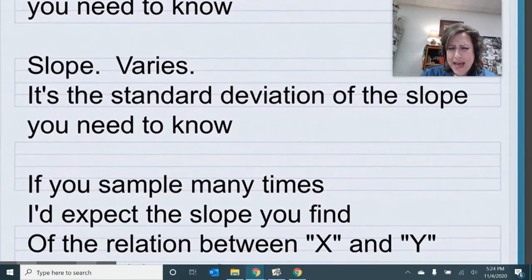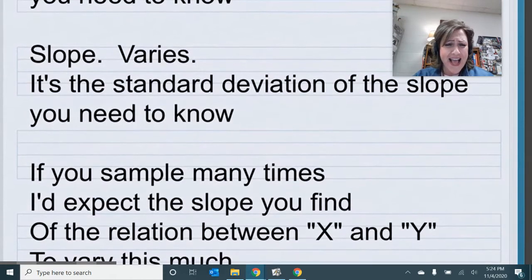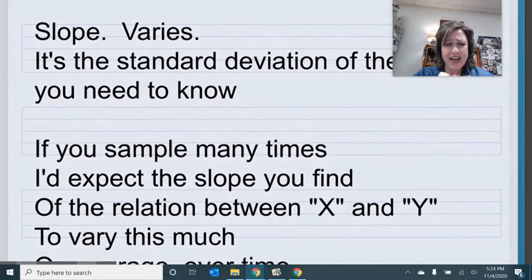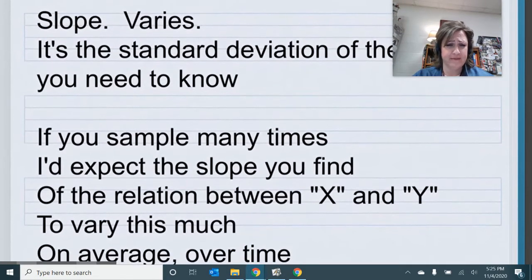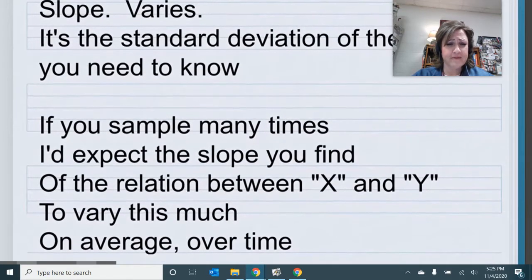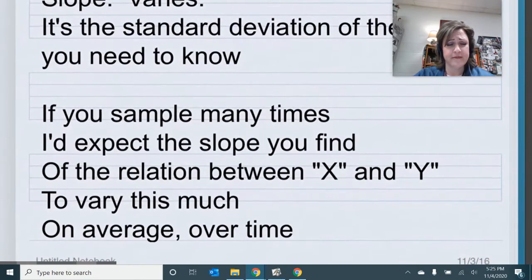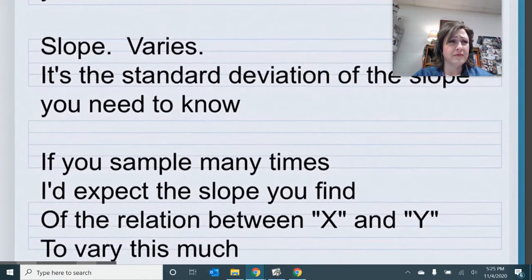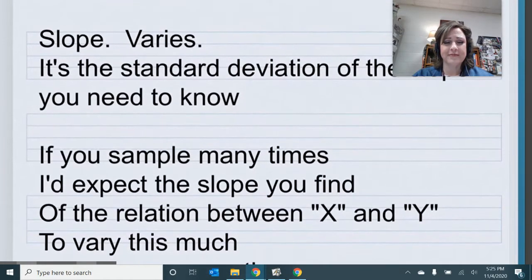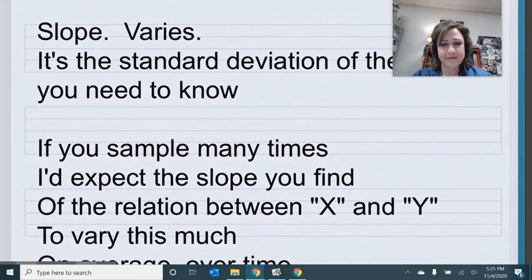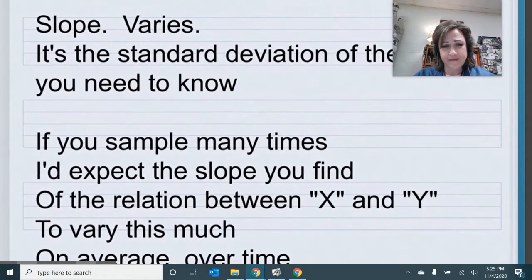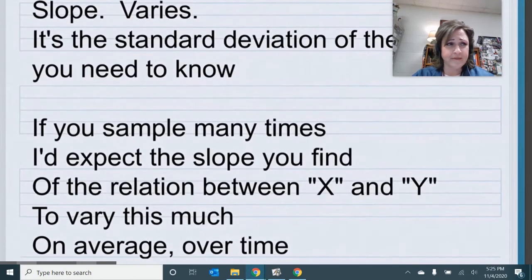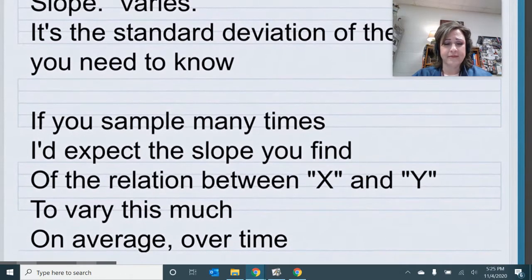If you sample many times, I'd expect the slope you find of the relation between x and y to vary this much on average over time.